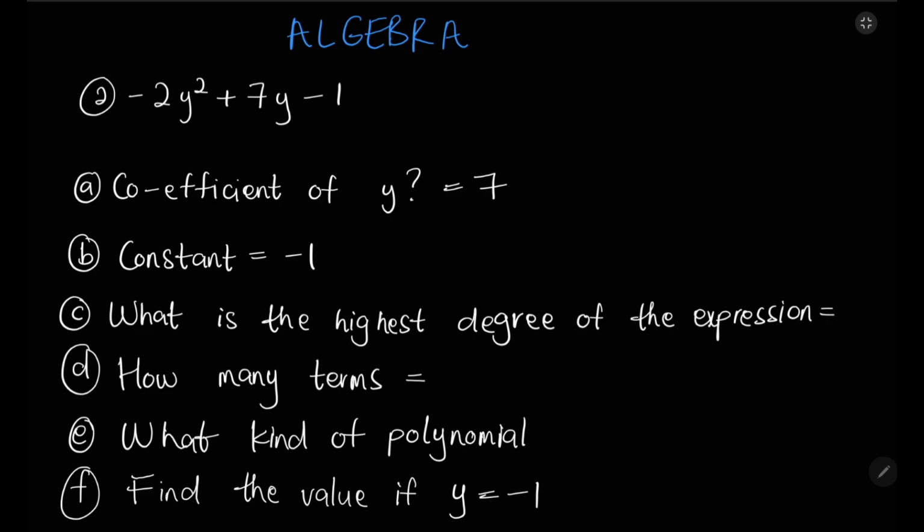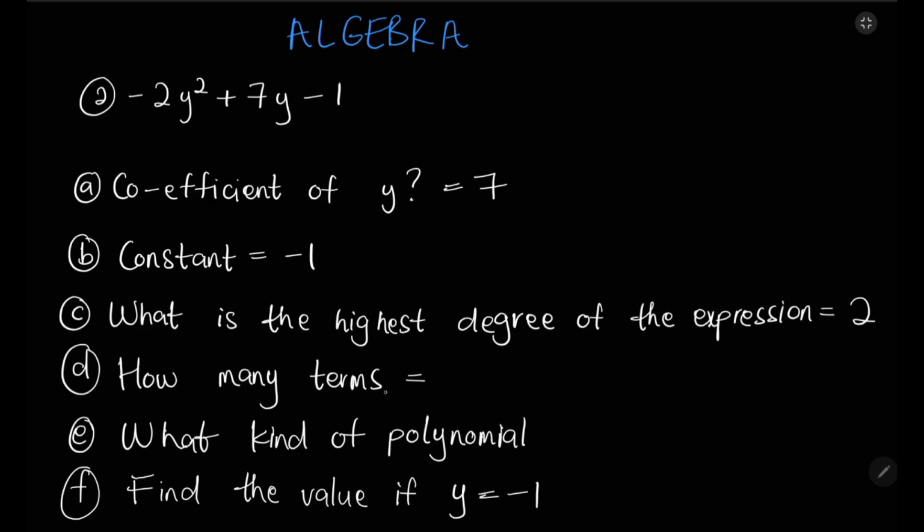What is the highest degree of the expression? So we're basically looking for the highest exponent. Negative 2y to the power 2, you also have plus 7y minus 1. For y, you know that the exponent is 1. Between 2 and 1, which one is the highest? It's 2. So that is the answer.